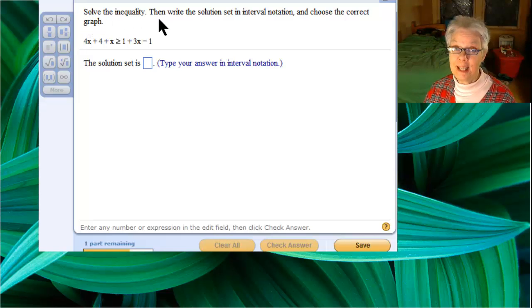Hi. All right, we're going to head off on inequalities. Linear inequalities in one variable. That's the normal kind of inequality that you graph on the number line. We're going to write the answer in interval notation. So we'll review that also.